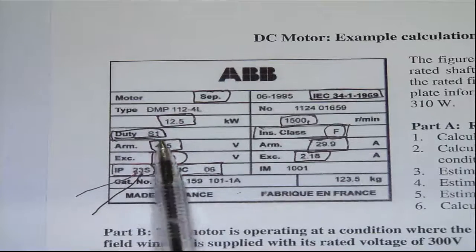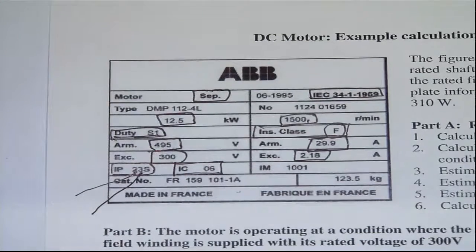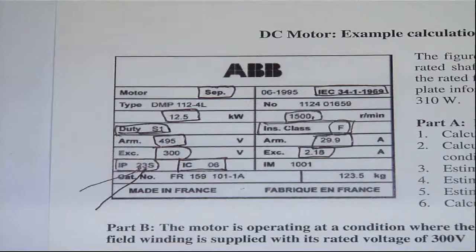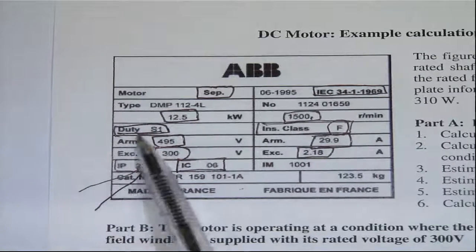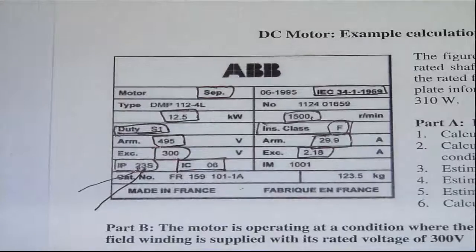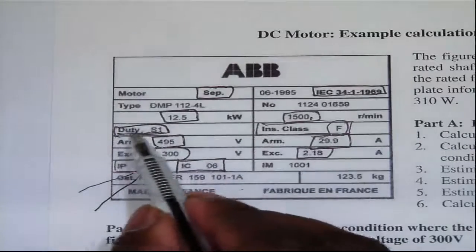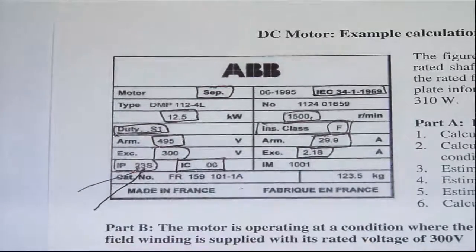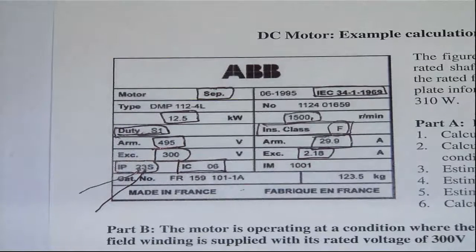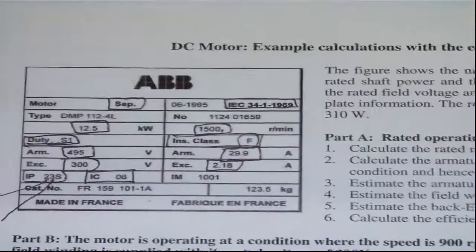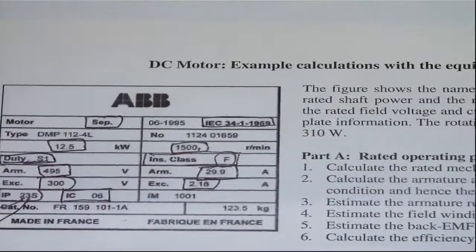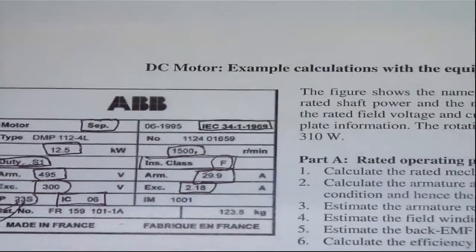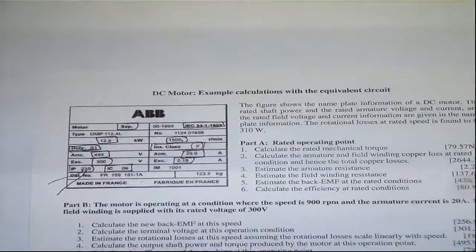We'll be covering those in variable speed drives in fourth year, I think. That's drives related stuff. Those are some of the specifications you'll find on the data sheet or the nameplate of the motor. In this case, S1, it's a continuous duty motor. So from this information, we can do certain calculations.